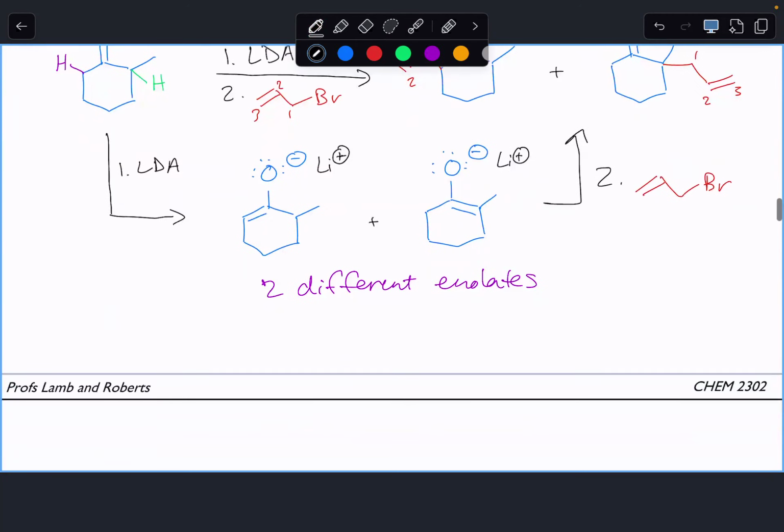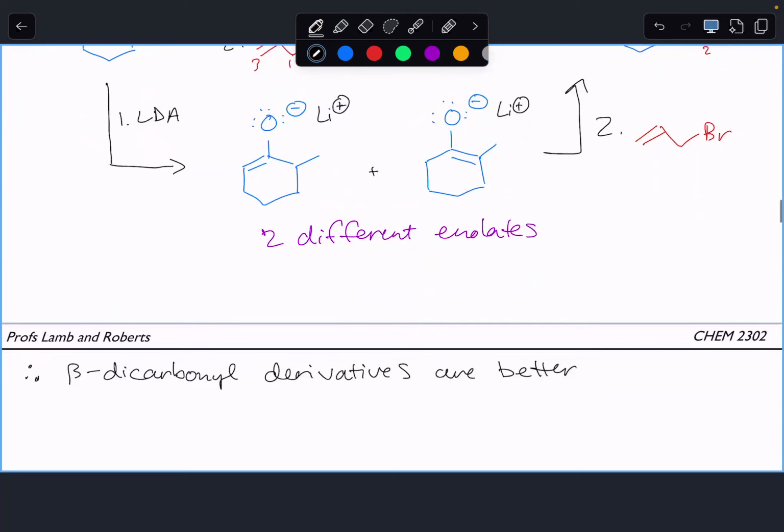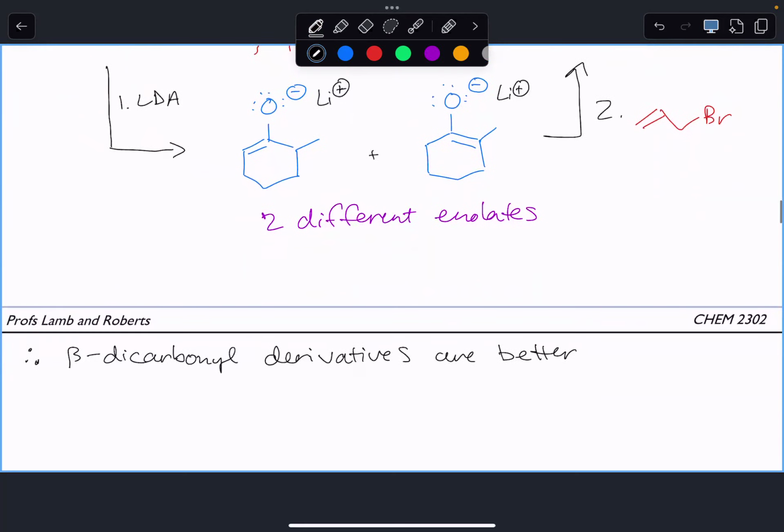Okay, so you can do this. It's just a little bit less common. It is more common to use these beta-dicarbonyl derivatives. Okay, so let's show an example of the beta-dicarbonyl and why it solves both of these two problems when doing enolate alkylation.